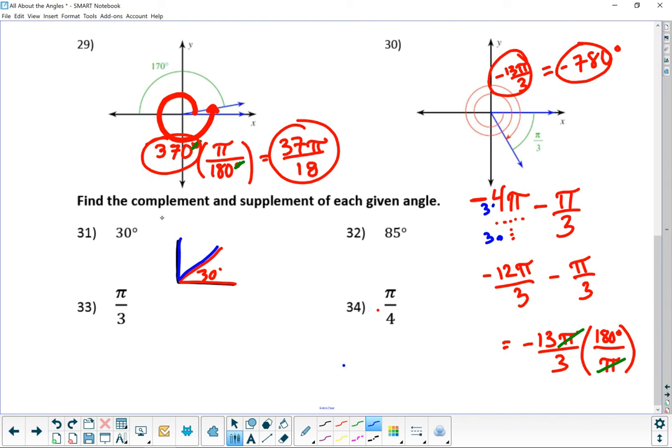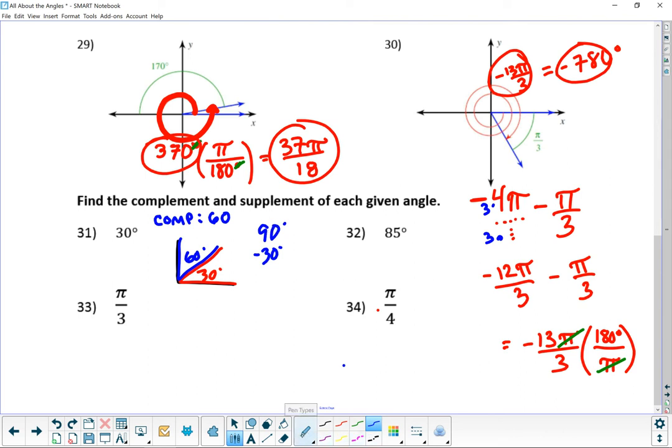So the complement is going to be 60 degrees because that's just 90 degrees minus 30 degrees, which makes 60 degrees. Okay, so this will have to be 60 in order for it to be 90. Right? So that's the basic idea. Take the complement, which is 90, and subtract what you have.